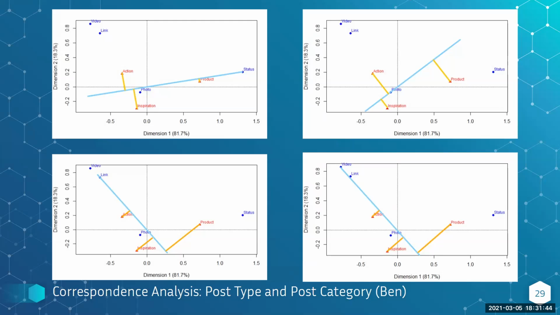I conducted a correspondence analysis that looked at the post type and the post category. For the post type, if you see on the top left, when it's status, it likely corresponds with product and unlikely corresponds with action and inspiration. On the top right, the figure shows the correspondence for photo, and it likely corresponds with inspiration, followed by action, and unlikely with product.